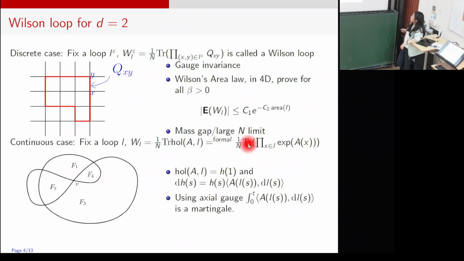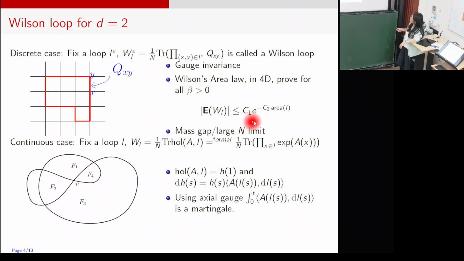However, as I just mentioned, this A is not a function but a distribution. How to give a meaning, when this product is over infinitely many points, which are uncountable? So how to give a meaning to this Wilson loop should be a problem. So the idea is to consider using this so-called holonomy. This holonomy is given by the solution of the following ODE. Formally, you can see the solution of this ODE when H equals 1 at time S equals 1.